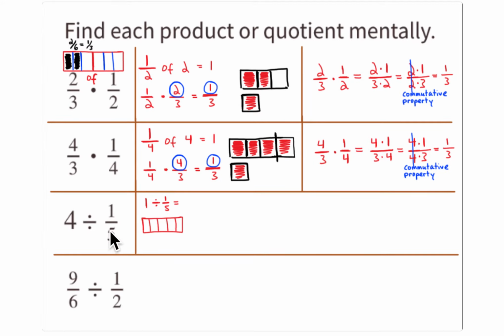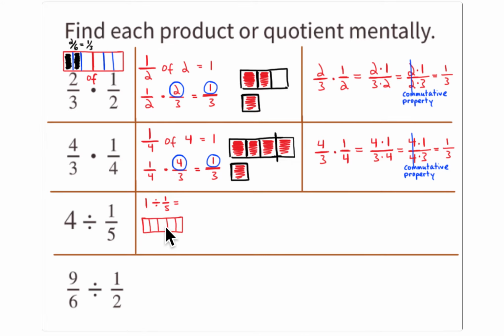All right, so 4 divided by 1/5. So now we're doing the opposite operation. The inverse operation of multiplication is division. So 4 divided by 1/5, what you're asking is, how many of these fifths are in 4 whole things? Well, 1/5 of something means that you've taken that rectangle, in this case, and divided it up into 5 equal parts, and one of those parts is 1/5.